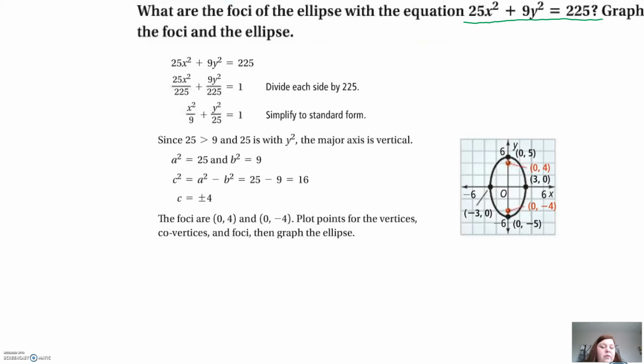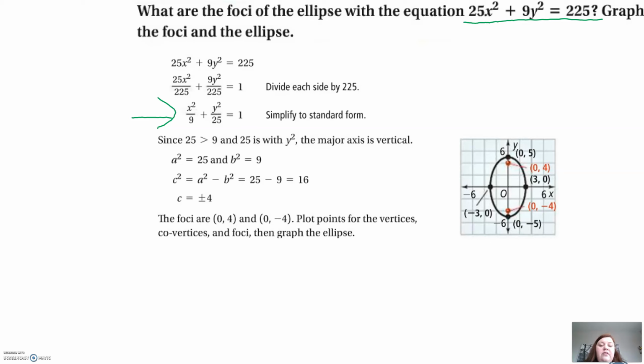Now in standard form, the one we've been dealing with so far, it was equal to 1. So we had to divide both sides by 225. When you do that, you get this equation here: x squared over 9 plus y squared over 25 equals 1.